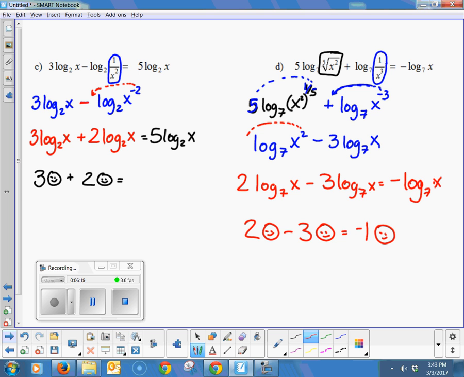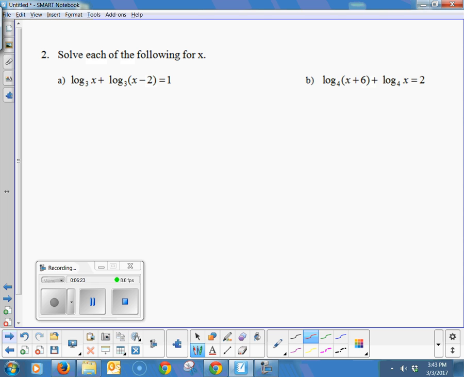All right, everything else in this assignment is probably going to seem a lot easier. Number 2, just solving equations. So here we go. Here we have 2 log statements, and we can combine log statements by multiplying the guts. And so I can write this as log base 3 of, if I multiply x times x minus 2, I get x squared minus 2x equals 1.